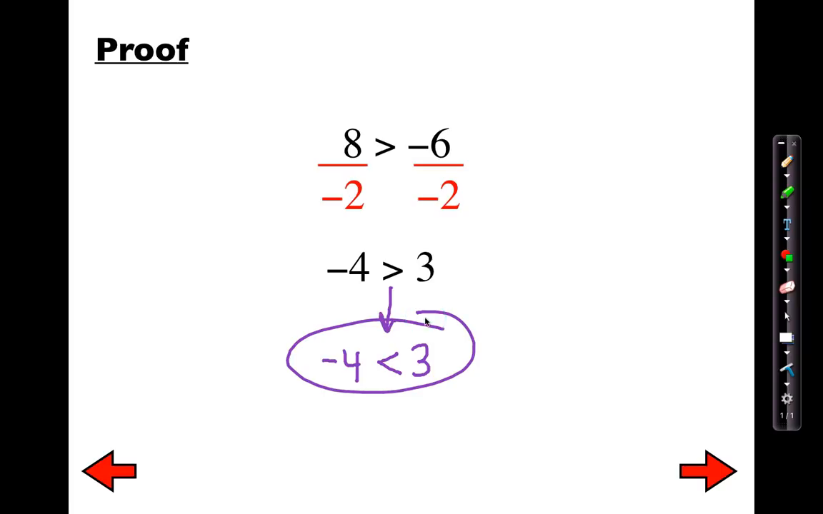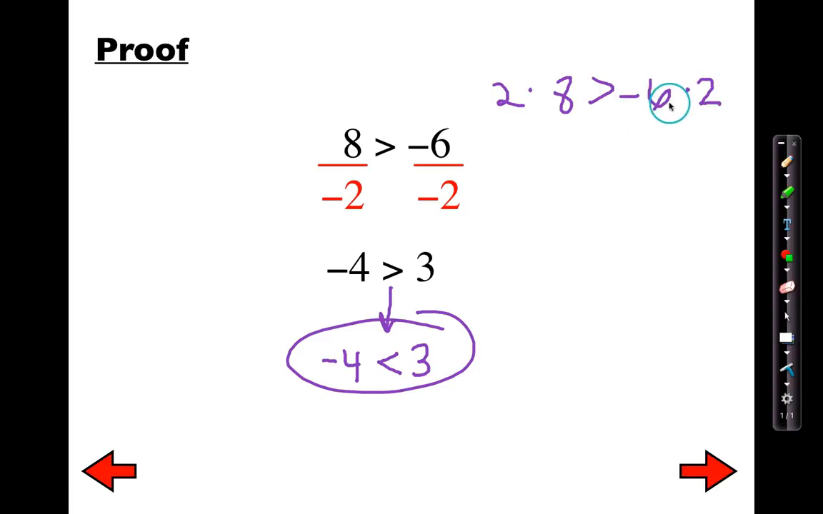So again, we need to remember and recognize whenever we're multiplying or dividing a negative number, the signs will switch. Now, keep in mind, this is if you're doing this to both sides. It's not something that was already there. So for example, if it was 8 is greater than -6 and I just multiplied both sides by 2, okay, I'm not going to switch the signs because I multiplied both sides by 2.